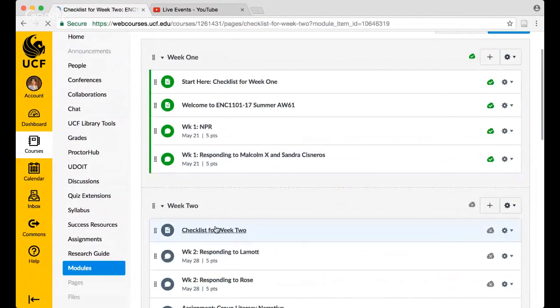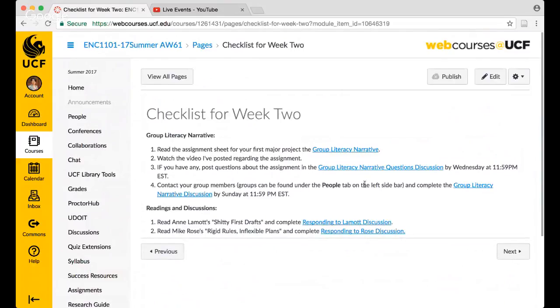So back to your checklist. Contact your group members, and you're going to complete the group literacy narrative discussion. That'll be due Sunday by midnight. Most things will be due Sunday by midnight. And then often if you have to respond to your peers, that will be due Monday, and then a revised draft of something will usually be due Tuesday. So keep that in mind. Know that throughout the semester, Sundays, Mondays, and Tuesdays might be a little bit busier than the other days of the week. That's more on your own time. So keep that in mind and let me know if you have any issues with that.